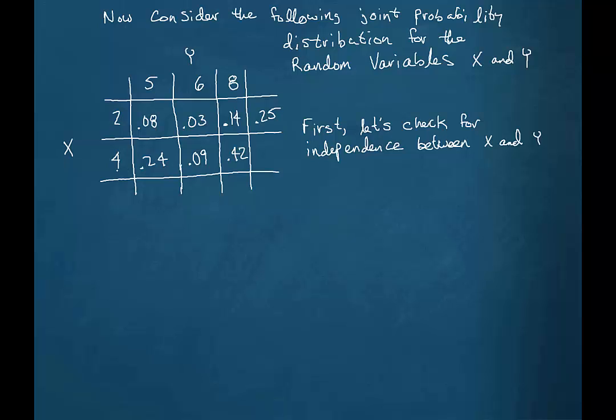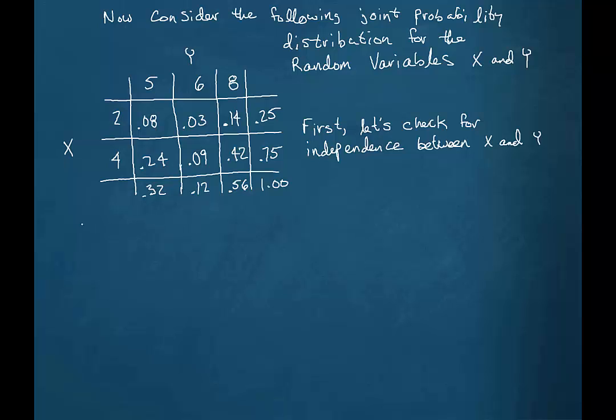Then find the probability that x is 4 by adding the entries in this row, and we would wind up with 0.75. Find the probability that y is 5 by adding the entries in this column. We would get 0.32. The probability that y is 6 will be 0.12. And the probability that y is 8 will be 0.56. And adding these two entries gives us 1.0, and adding these three entries gives us 1.0. So this is a valid probability distribution.